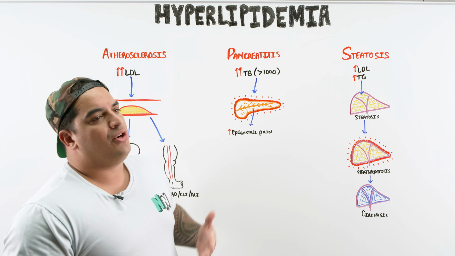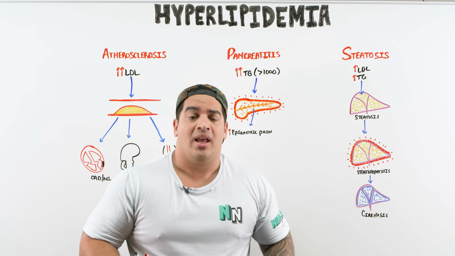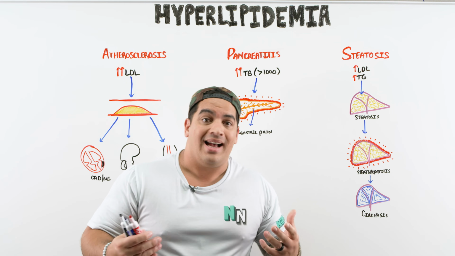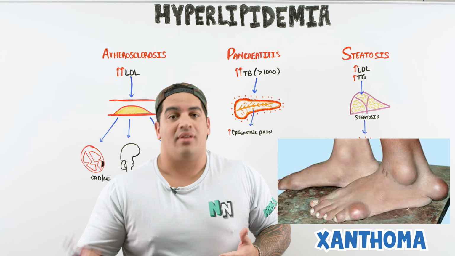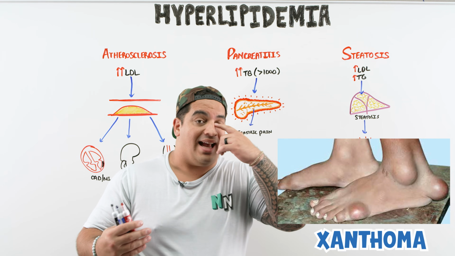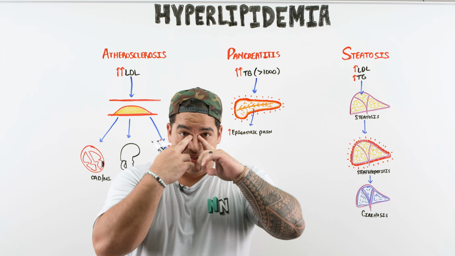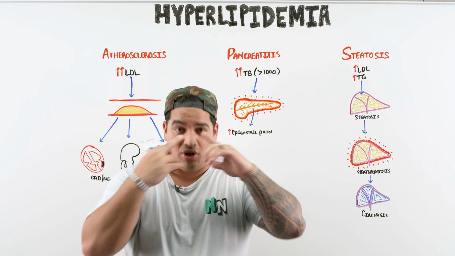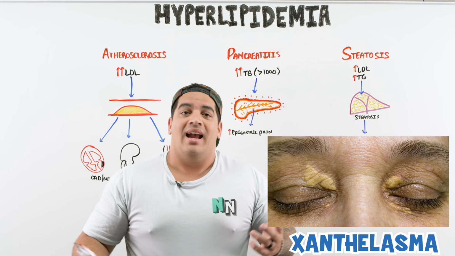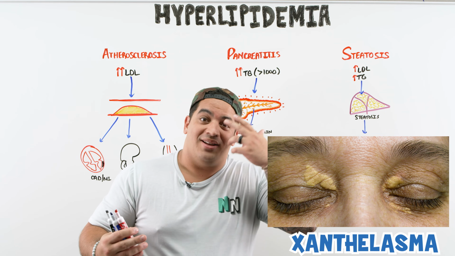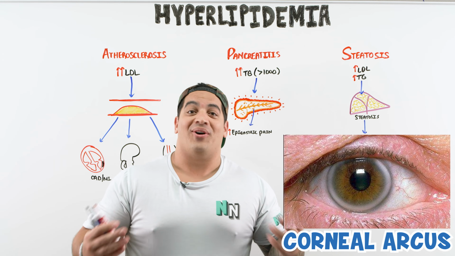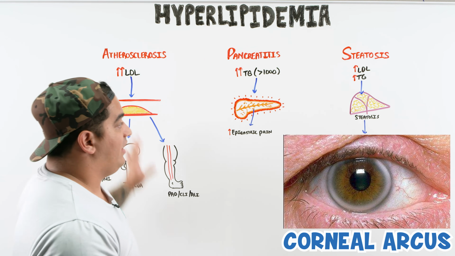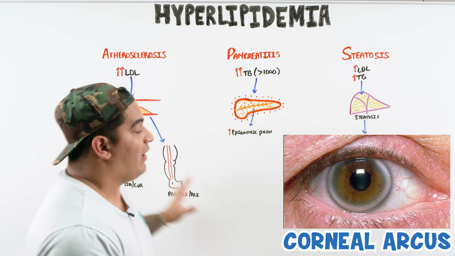So sometimes when your cholesterol is really high, your triglycerides are really high, these actual molecules can deposit into the tendons and lead to something called xanthomas. Another thing is it can deposit into the actual tissue on the medial side or the nasal side of the eyelids. We call that xanthelasma. And the last thing is sometimes a lot of triglycerides can deposit around the cornea and precipitate something called a corneal arcus. Given these findings, these are the biggest things that I want you guys to remember for hyperlipidemia.